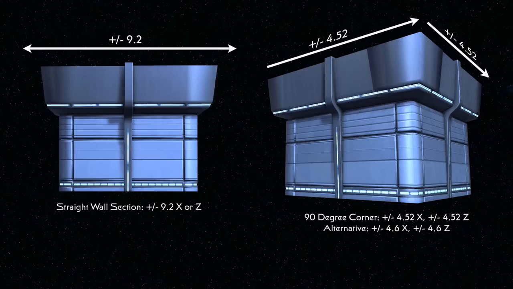Another possibility is to use 4.6 at the corner. This creates a little bit more of a jagged corner between the wall pieces, but it does have the advantage of being exactly half of 9.2. Because 4.52 isn't exactly half of 9.2, sometimes you can end up with a situation where walls don't end up lining up exactly across an entire deck. It's not usually a problem, but you have to be careful. So it's a trade-off whether you use 4.52 or 4.6.